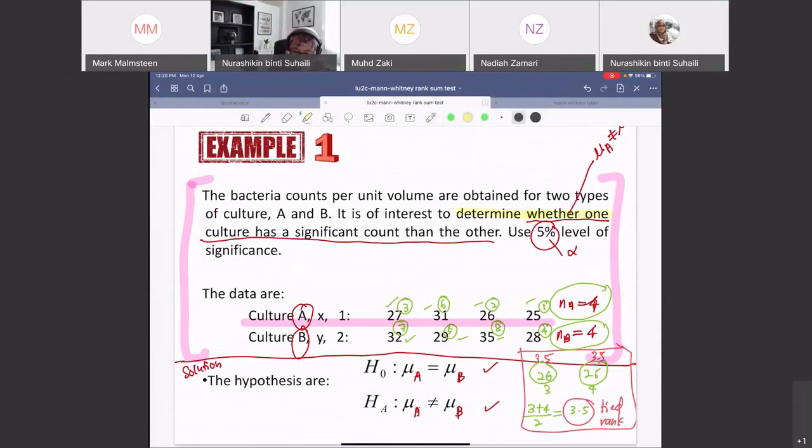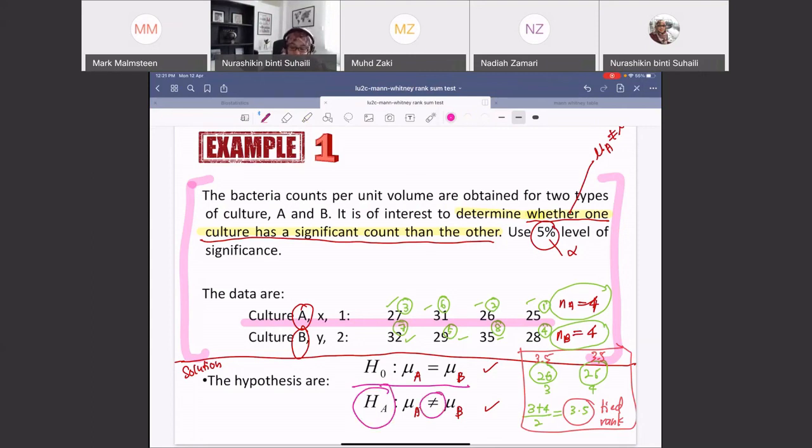To determine whether one culture has a significant count than the other, it means we want to know whether culture A is different or not from culture B. It doesn't mention which, but in general, whether the two cultures have a difference or not. That is the only hint. So that leads us to construct the null hypothesis, which should be equal, and the alternative hypothesis, which you write as not equal.